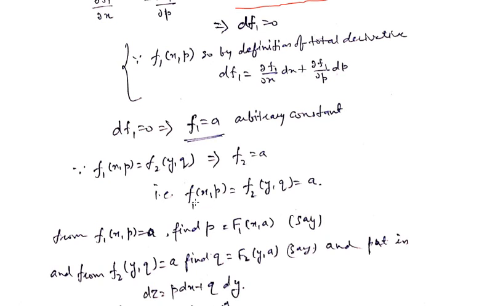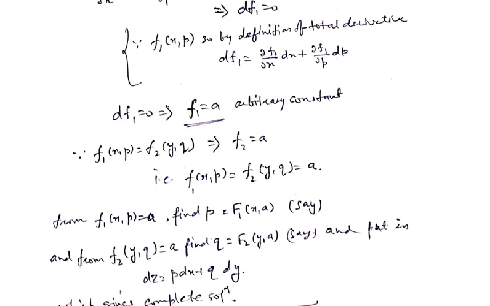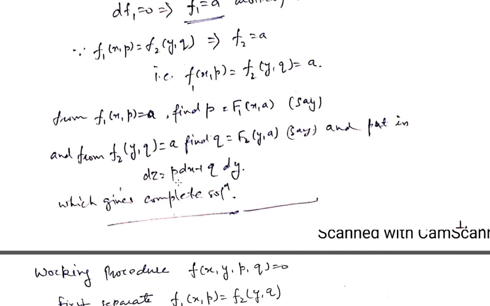Now from the equation f1 of x, p equals a, we will find the value of p. Say this is equal to some capital F1, which is a function of x and a, and from the second equation, f2 of y, q equals a, we will find the value of q, which is equal to capital F2, a function of y and a. Now we will put the values of p and q in the equation dz equals p dx plus q dy and integrate it, which gives us a complete solution of the given problem.